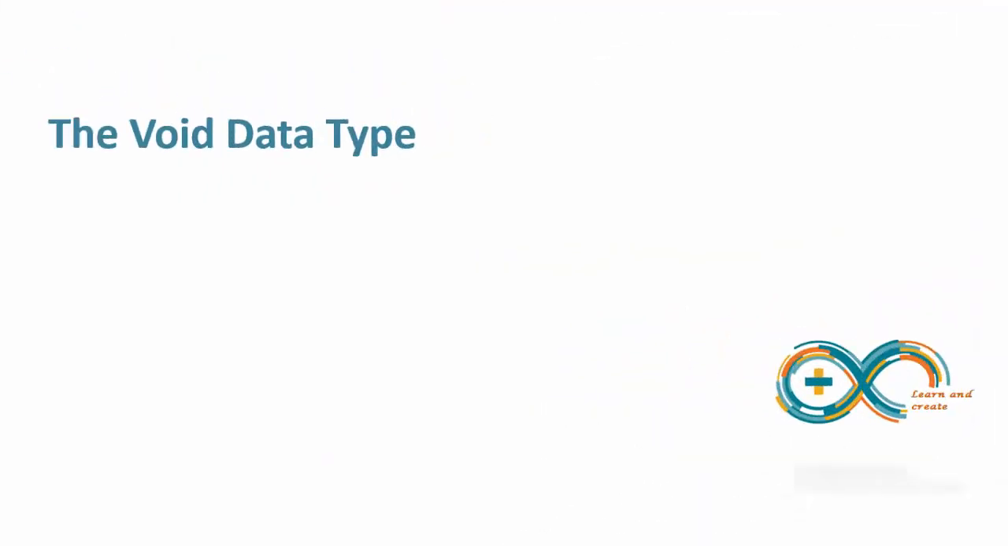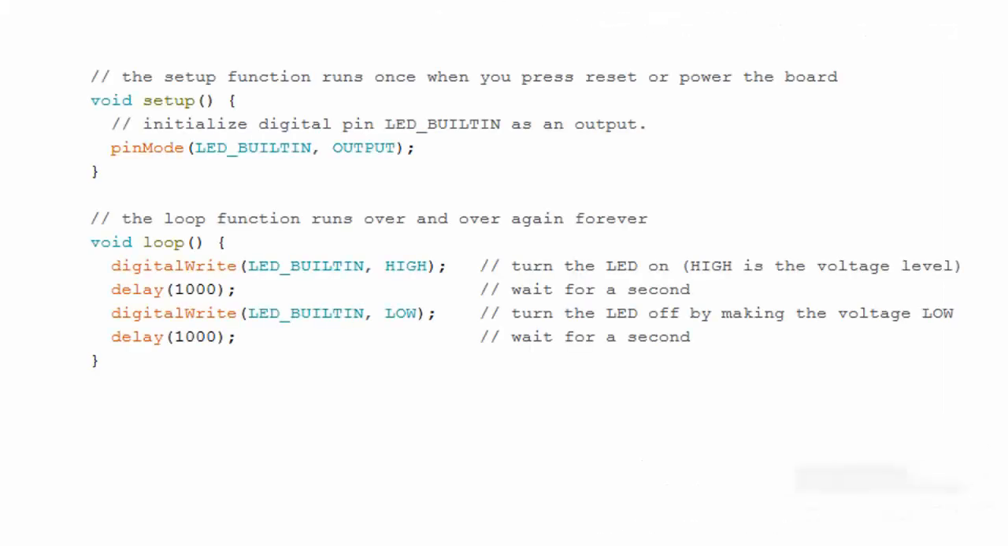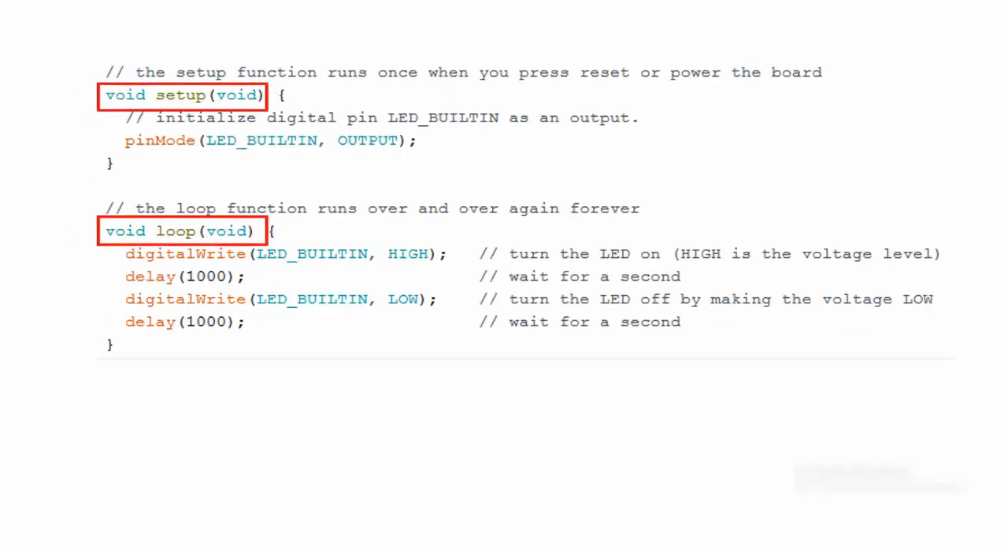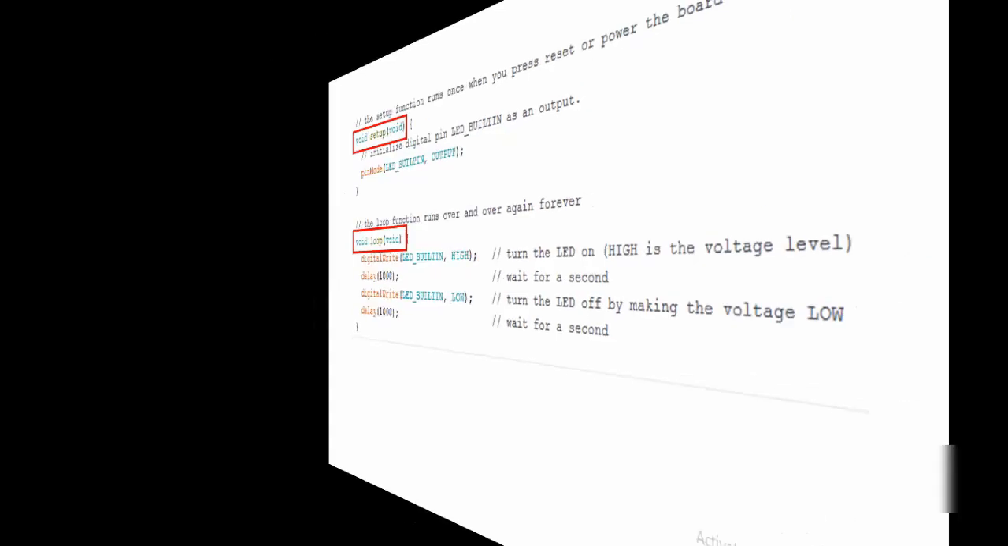The void data type really isn't a data type at all. One use for the void keyword is when it is used with functions to show that a function does not return a value. For example, if you look at the LED blinking program, then both the setup and loop functions are defined like this. The use of void here means that no data are returned from either of these two functions. Another use of void is to say that no information is passed to the function. In other words, you could write the two functions like this, and the program would compile and run exactly as before.